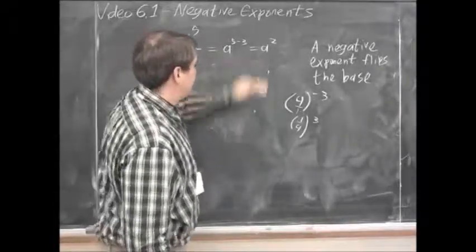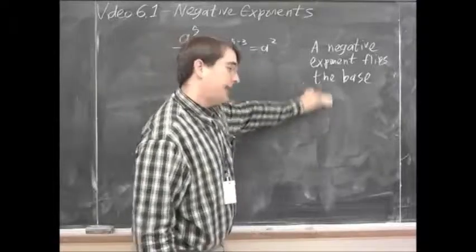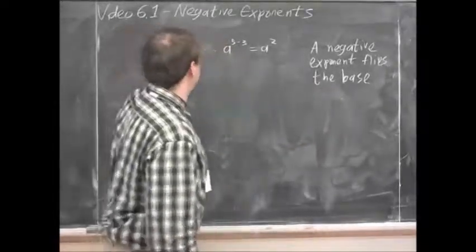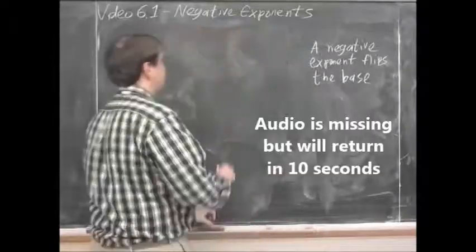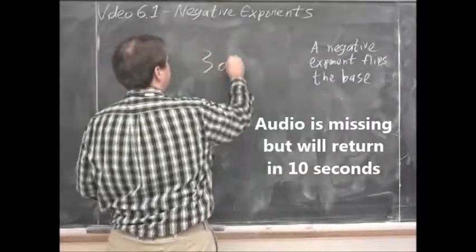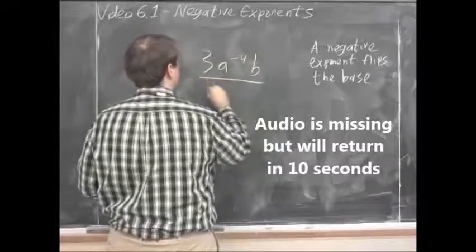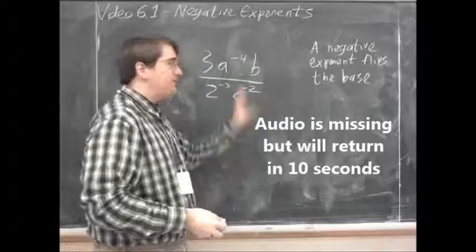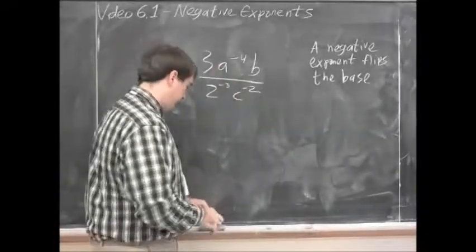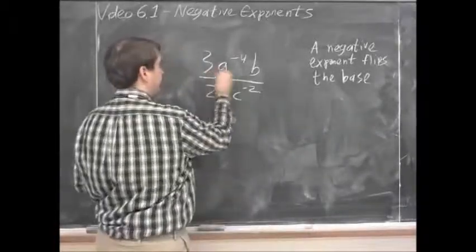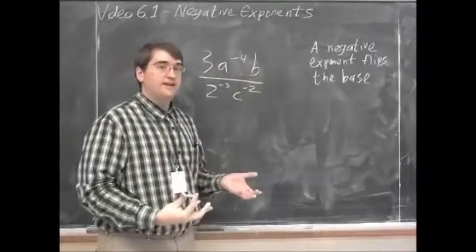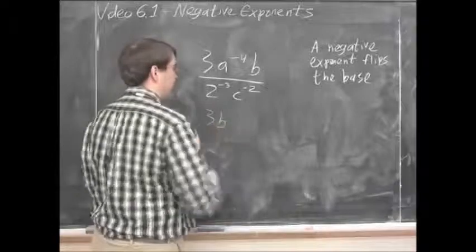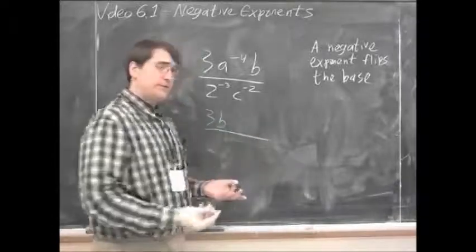Related to this, as another example, but not exactly the same thing, is when the base is already in a fraction. So the 3 and the b, they don't have negative exponents. They're not going to go anywhere. They don't change. We'll do the rest of this piece by piece.